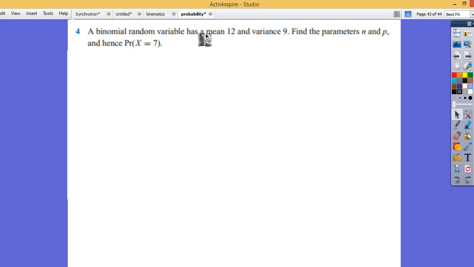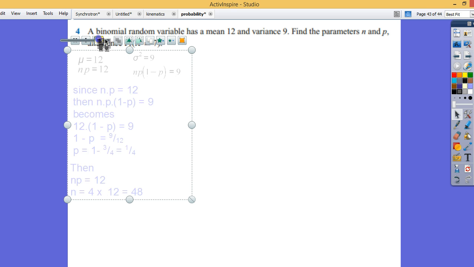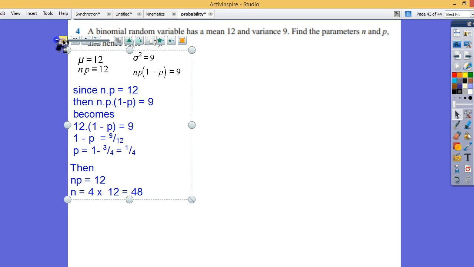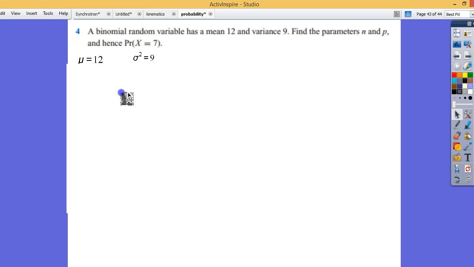A binomial random variable has a mean of 12 and a variance of 9. Find the parameters n and p, and hence find the probability. Alright, so how does that work? Let's have a look. Start off with recording what I've worked out. The mean is 12 and our variance is 9. Then I plug in my rules. np is equal to 12. np times 1 minus p is 9.